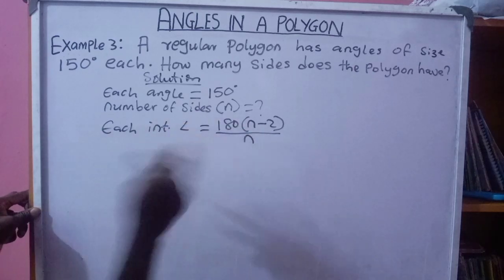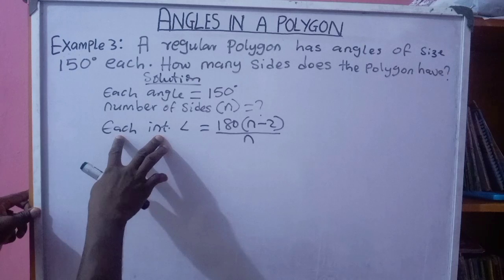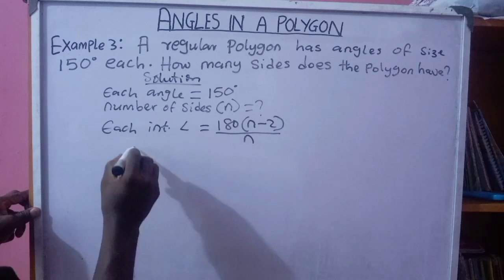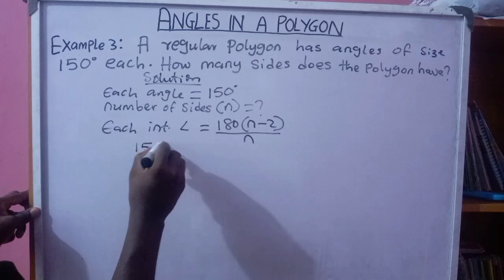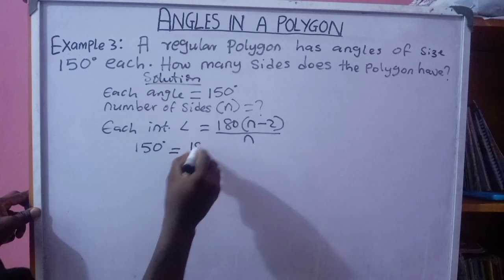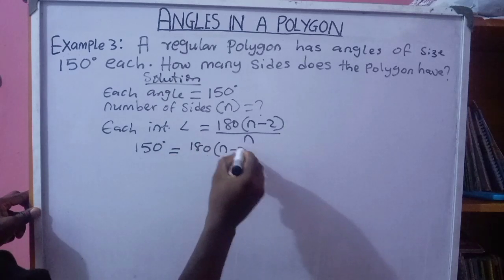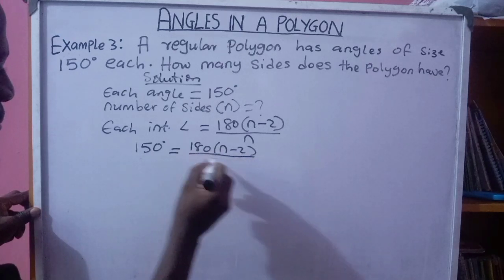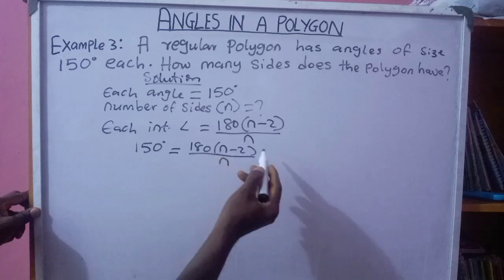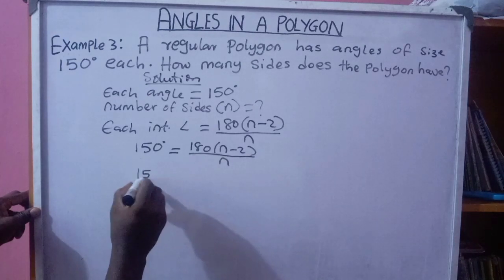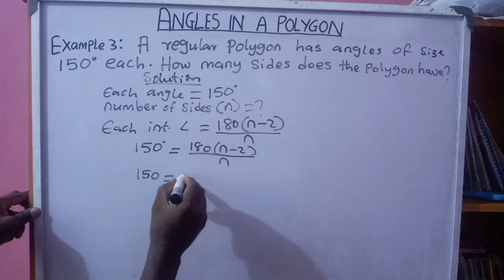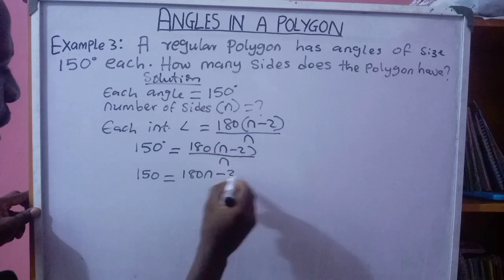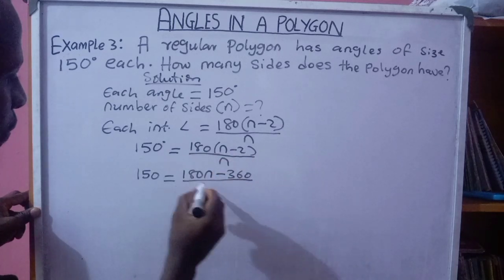Now let's substitute the values here. The one that is given to us here is each angle, which they mention here. So from there we substitute the value of each angle, which is 150 degrees, equal to 180 bracket n minus 2 all over n, because we are looking for n. So we have to open the bracket here. That gives us 150 equal to 180 times n, which gives us 180n, minus 180 multiplied by 2, which gives us 360, all over n.